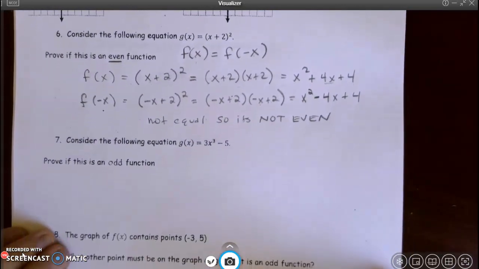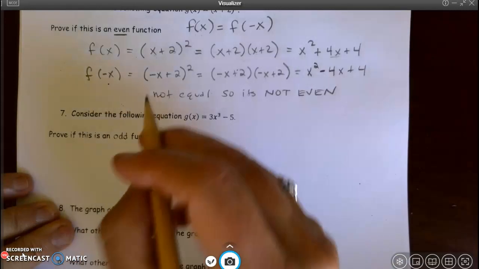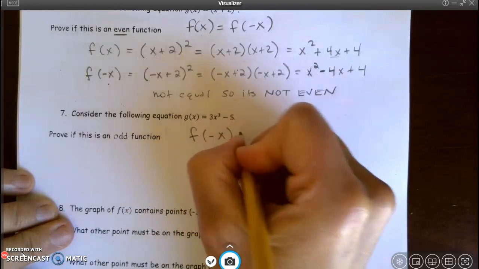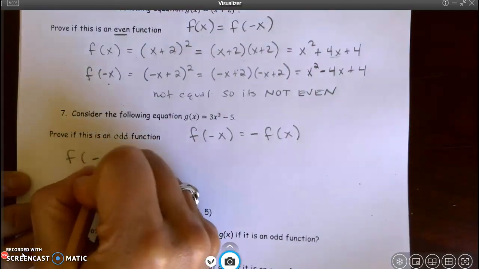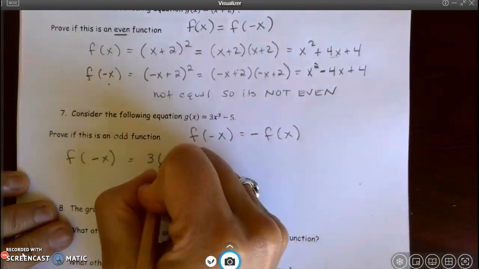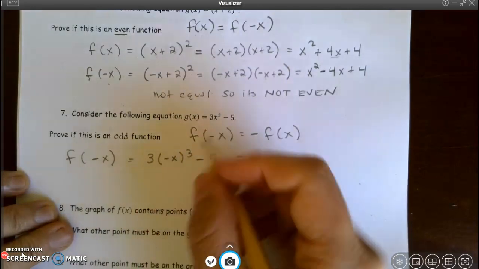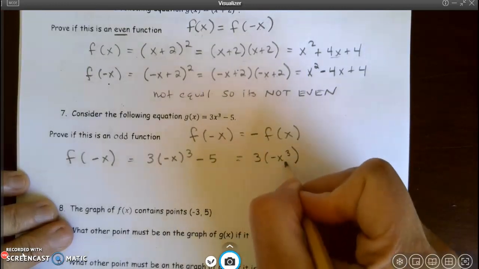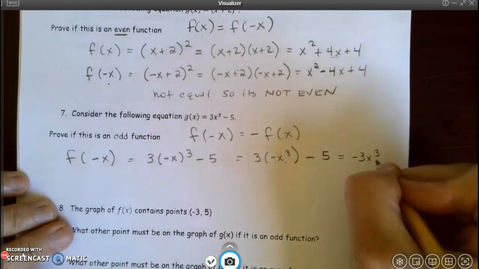Okay, let's look at number 7. Consider the following function, and we need to prove this is an odd function. Well, that means we're going to have to use the odd test, which is f at negative x equals negative f of x. All right, let's do f at negative x. It's going to be 3 times negative x cubed minus 5. When you cube a negative, it simply becomes negative, because a negative times a negative is a positive, and a positive times a negative becomes a negative. And so I get negative 3x cubed minus 5.